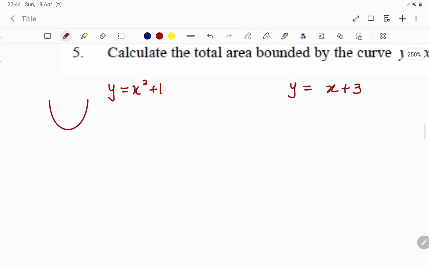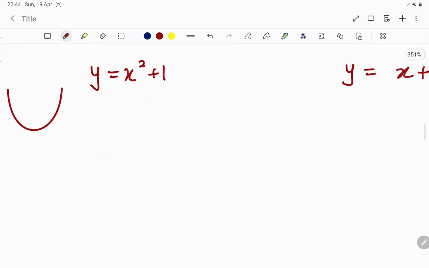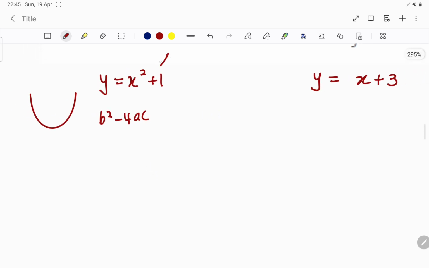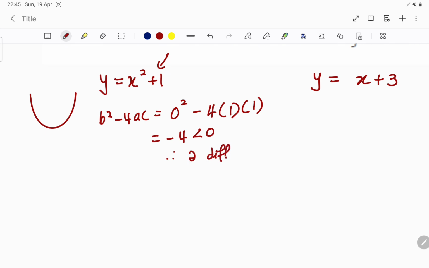Now we want to know how many roots, how many solutions we have. Is it 1, 2 solutions, or no solution? We can use b squared minus 4ac. Our b is 0, and then you minus 4 multiplied with a, which is 1, and c is equal to 1. So here you're going to get -4, which is less than 0. Since it is less than 0, you have no solution.